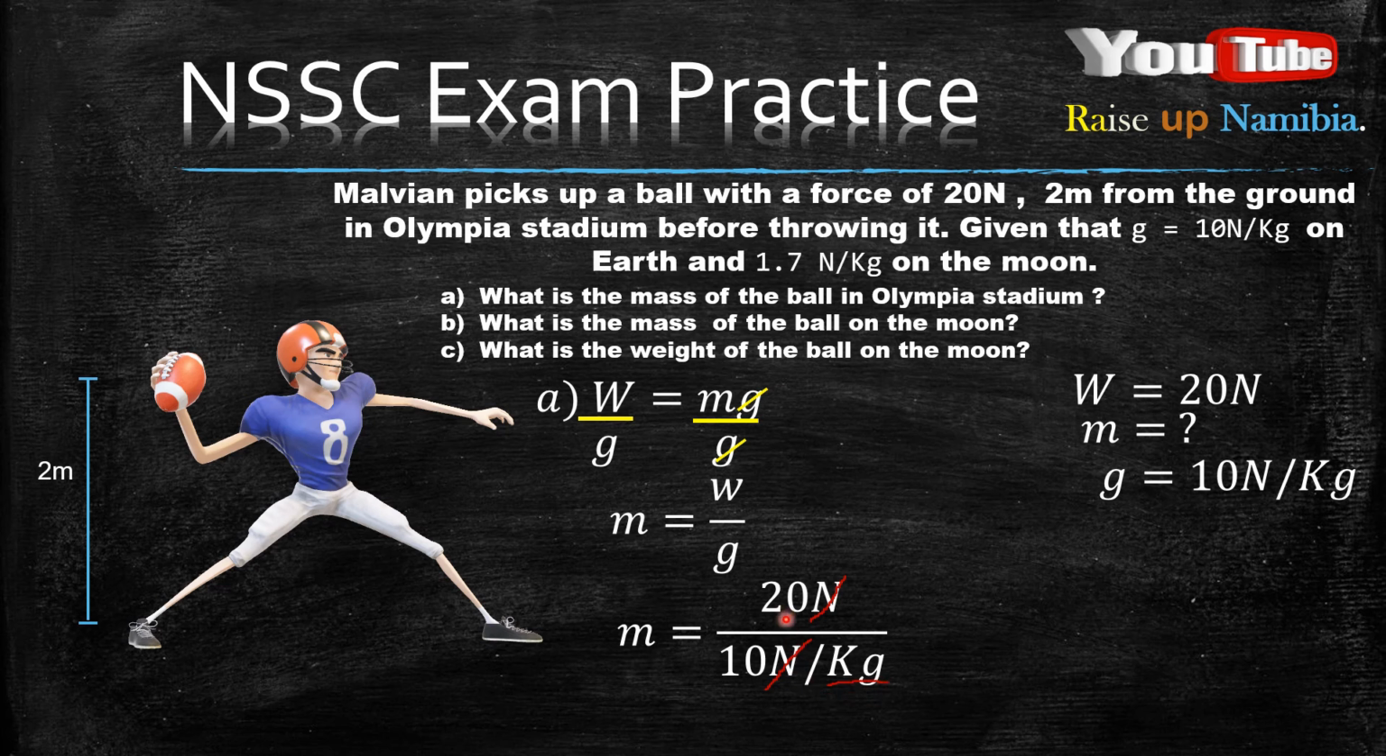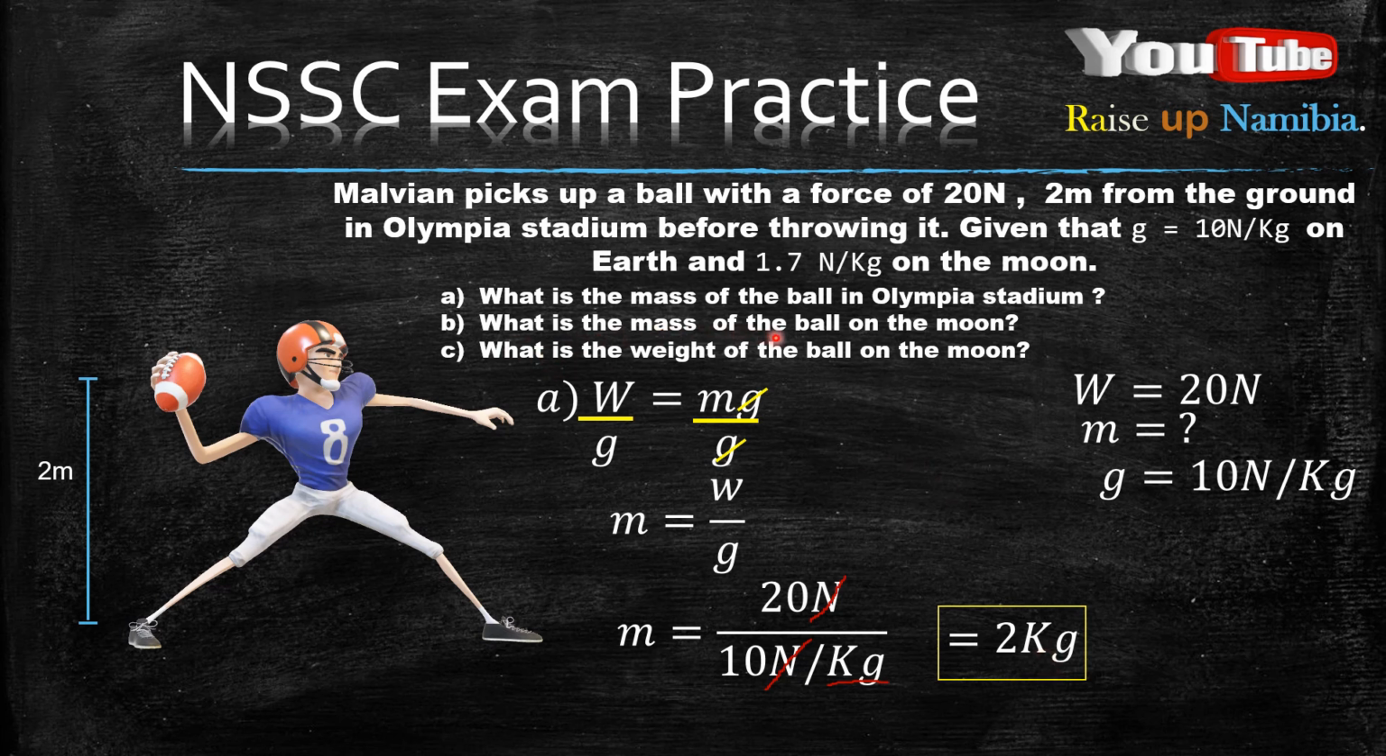Now look what will happen. When you divide 20 divided by 10, what answer do you get? You get a 2, right? So that will be 2 kg. And it makes sense because mass is measured in what? It's measured in kgs. Okay? So that's your final answer.